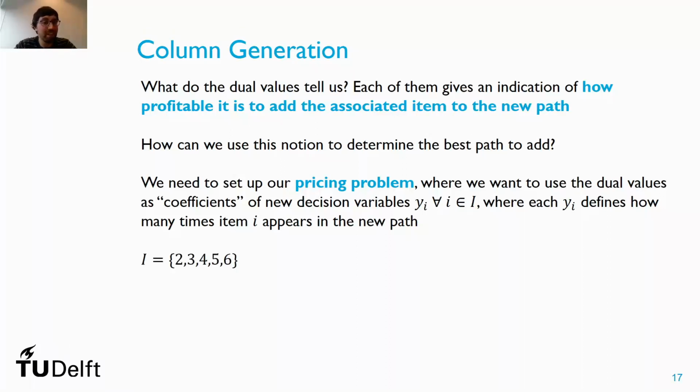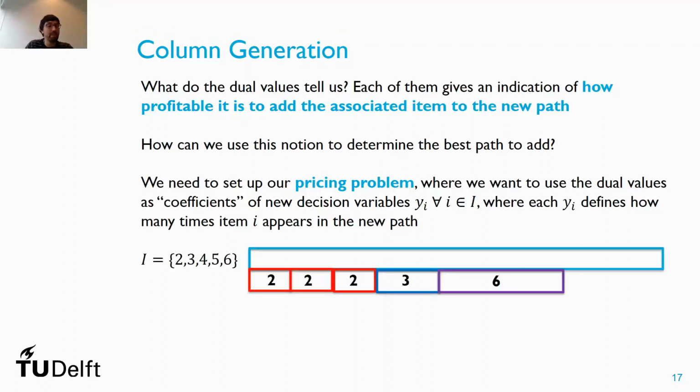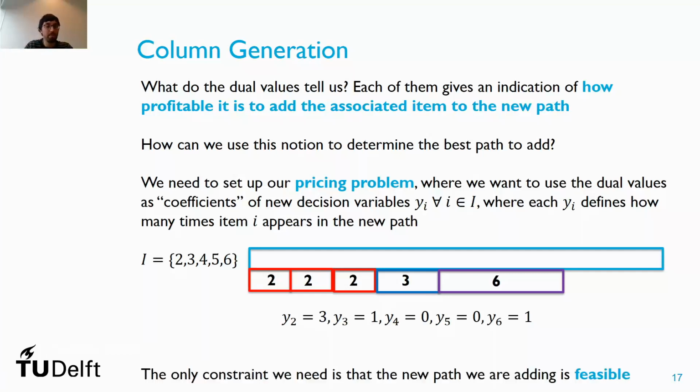So let's take an example where we have 5 unique items of length 2, 3, 4, 5, and 6. And let's say this is the path we computed in the end. In this case, the variables would be as follows. y2 is 3 because the item of length 2 appears 3 times in our generated path. y3 is 1. y4 and y5 are 0 because there's not a single item of length 4 or 5 in our new path, and y6 is 1. So this is how we map the new decision variables into the actual path.